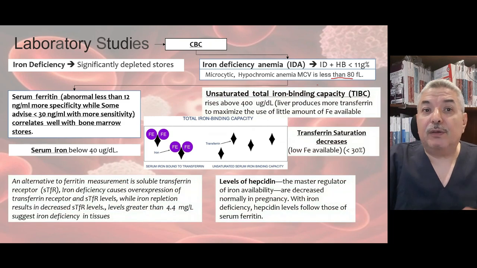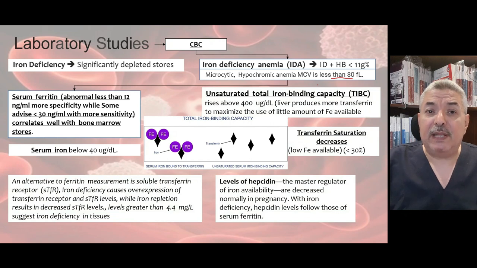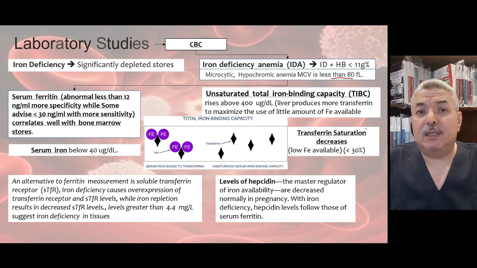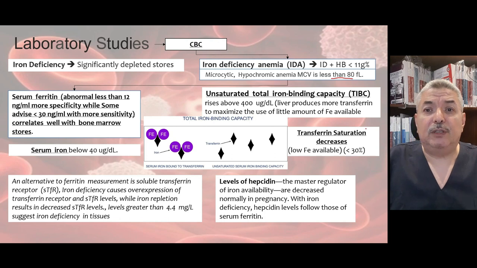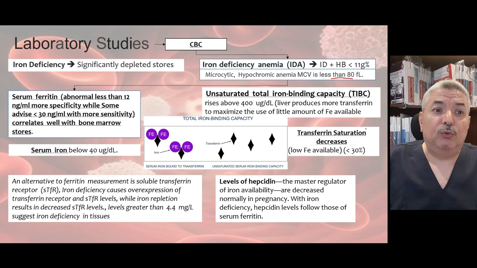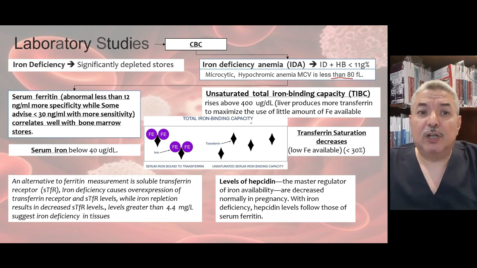And then for other investigations, you can do the unsaturated total iron binding capacity, which obviously will rise in cases of iron deficiency anemia. And then you can measure the transferrin saturation, and the transferrin saturation will decrease. So the binding capacity, the unsaturated, increases, the saturated decreases. You can measure levels of hepcidin, and as an alternative to ferritin, there is the soluble transferrin receptor.